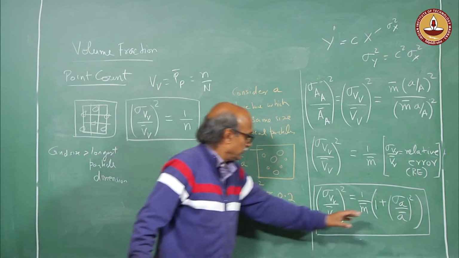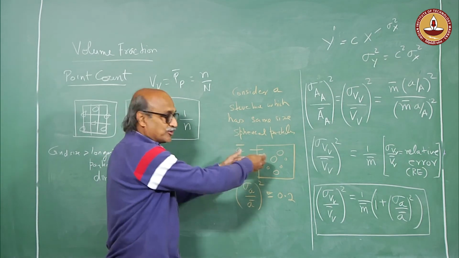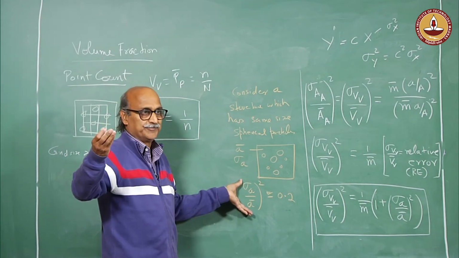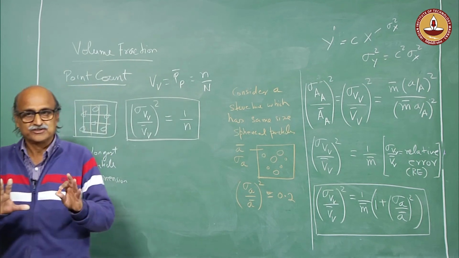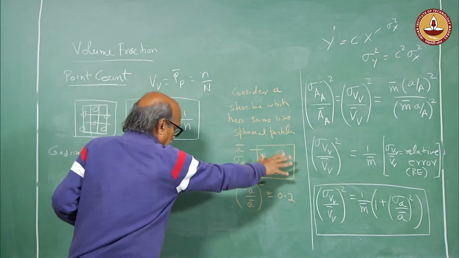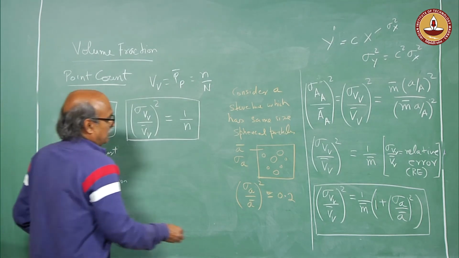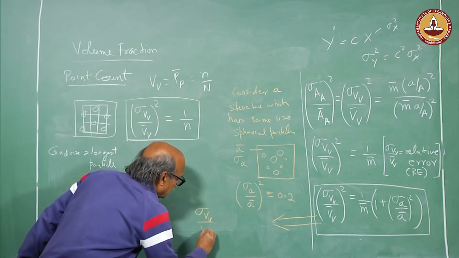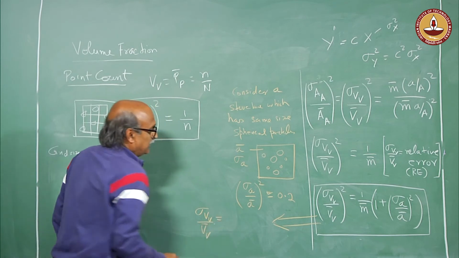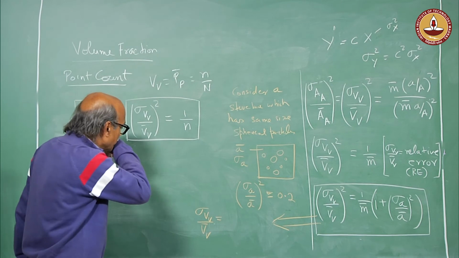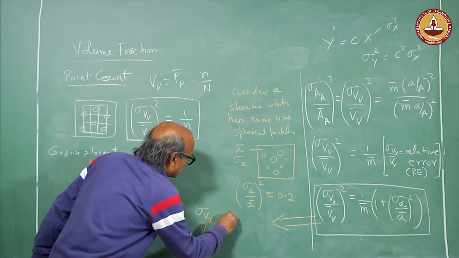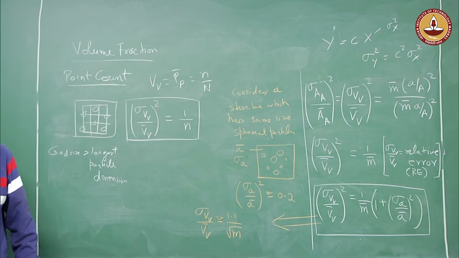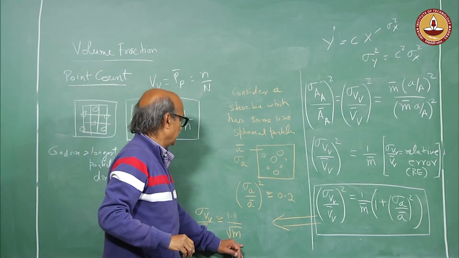So, I know for this, if there was a distribution of the sizes in the spherical particles, then this variation is going to be even larger. So this is the minimum possible variation you would get in the 2-dimensional microstructure. Hence, the relative error can be approximately written as 1.1 upon square root of m, where m is the number of particles measured.